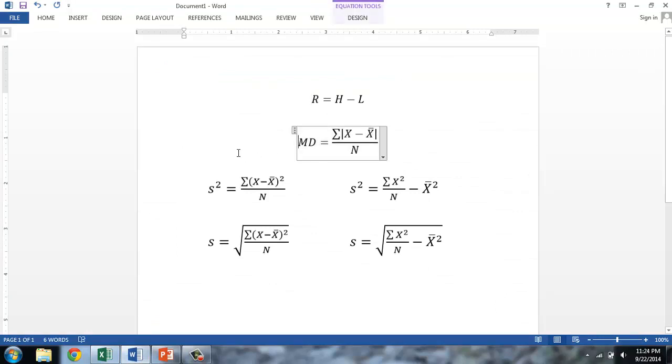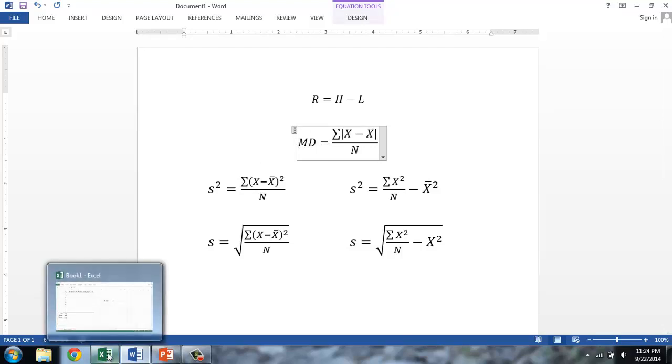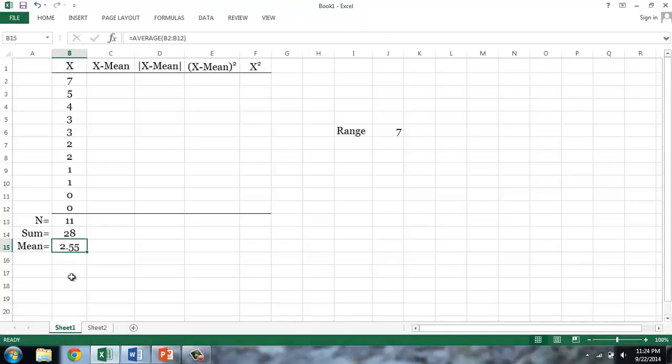Here is the formula for mean deviation. I've already calculated the mean of this set of scores using Excel's average function. So the next step is to subtract the mean from each of our individual scores. So I'll type equals the score minus the mean. So a score of 7 is 4.45 units away from the mean of 2.55.